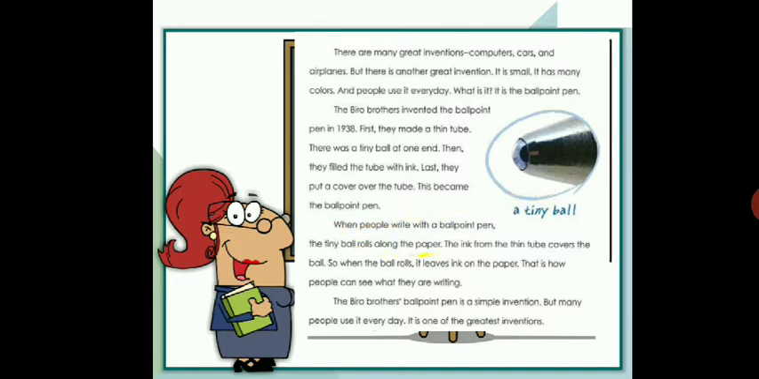When people write with a ballpoint pen, the tiny ball rolls along the paper. The ink from the thin tube covers the ball. So when the ball rolls, it leaves ink on the paper. That is how people can see what they are writing. The Biro brothers' ballpoint pen is a simple invention, but many people use it every day. It is one of the greatest inventions.